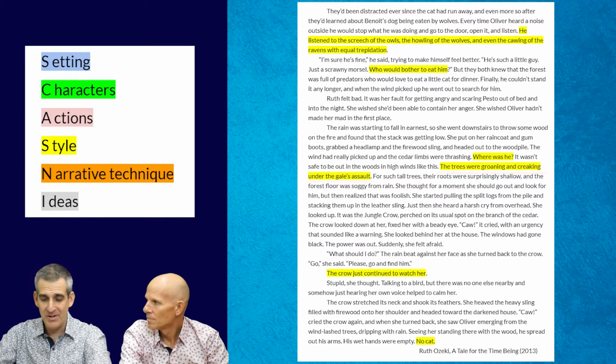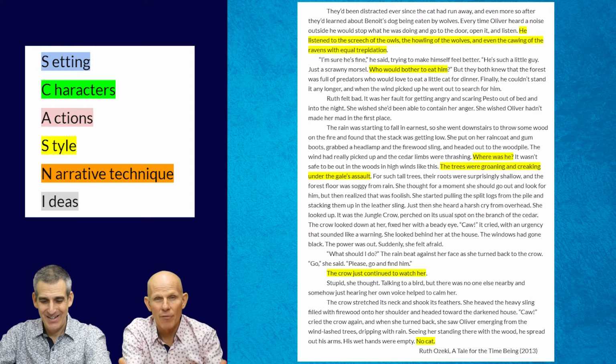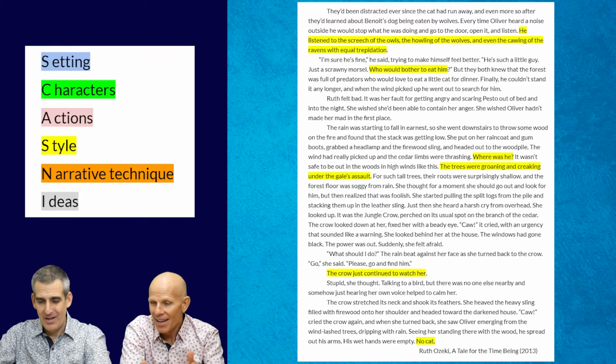Again, very ominous, very tense setting. It's almost like pathetic fallacy, where the weather and the setting and the forest have human feelings, right? And I think that's creating that atmosphere. I want to talk about that pathetic fallacy.